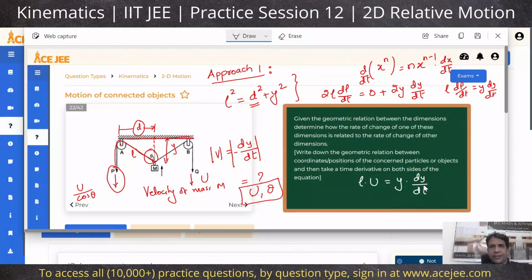We're only concerning ourselves with the magnitudes now. Both are negative, dl by dt is negative, dy by dt is negative, but we're only concerned with the magnitude. So dy by dt then is simply u y by l. What is y by l? Cos theta. So u by cos theta. So this is our first approach. Are there any questions on this approach?